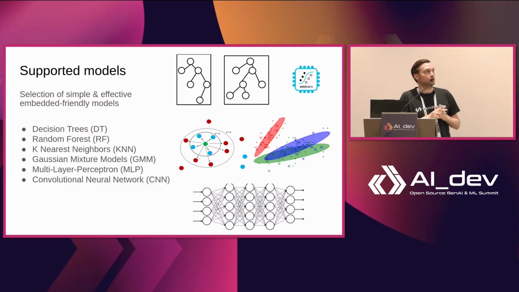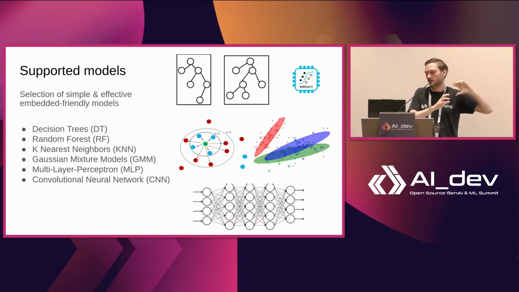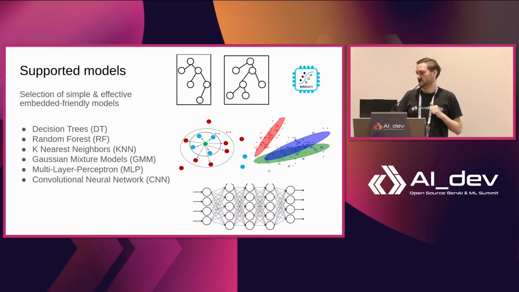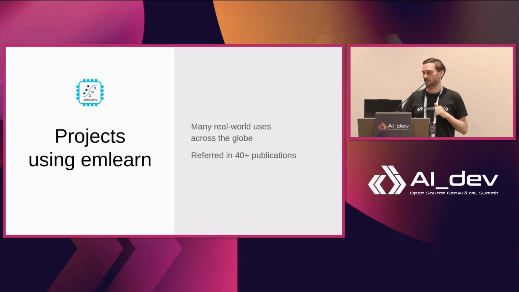The model we support, it's mostly around what we call classic ML, but we do have support for simple neural networks, multi-layer perceptrons, and convolutional neural networks. But we focus on really the smallest systems, because this is very often sufficient and much easier to use on these type of devices.